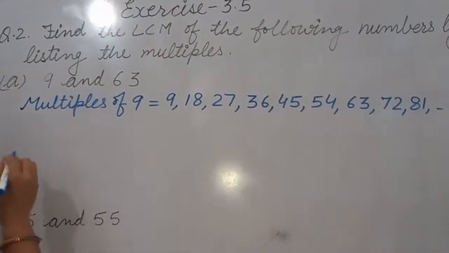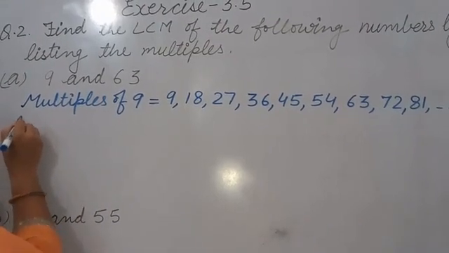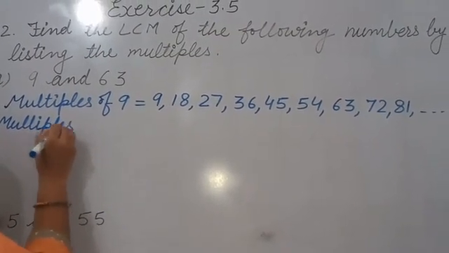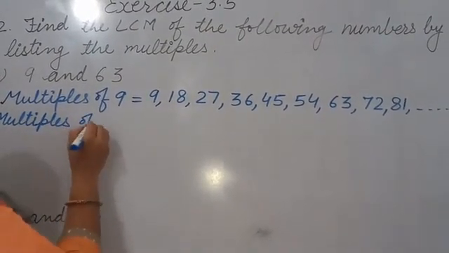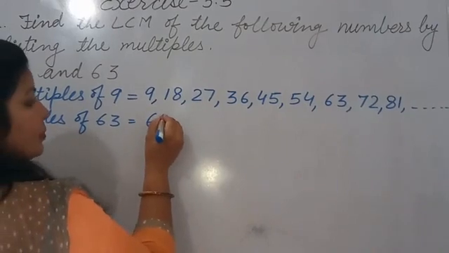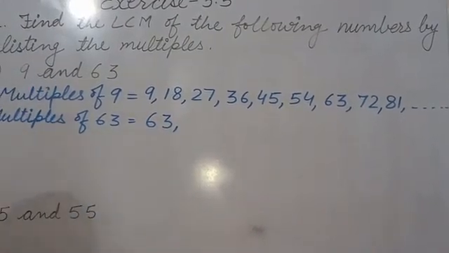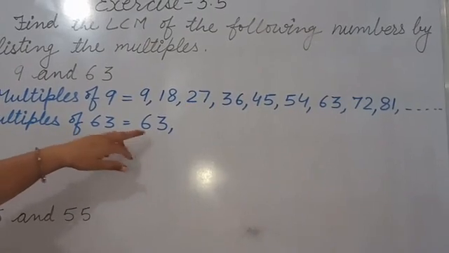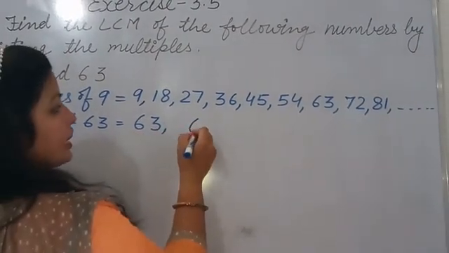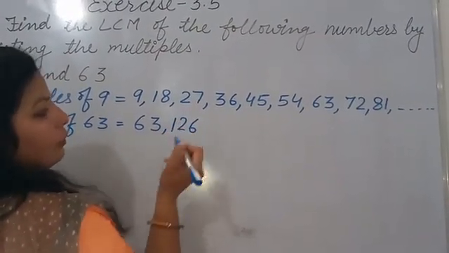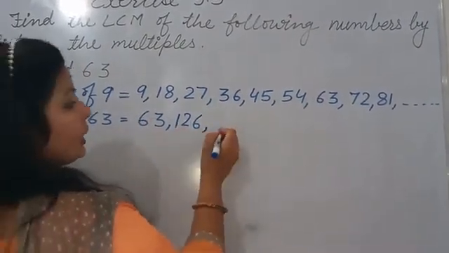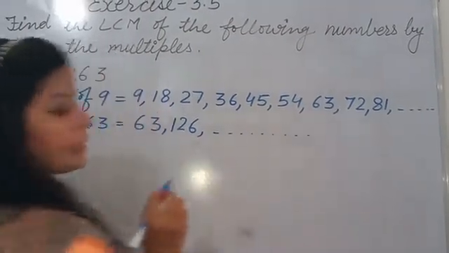Okay. Now we should write multiples of 63. So the first multiple is 63 ones are 63. Now if you don't know the multiples of 63, because 63 is a big number and you don't know the table, by multiplication you can write the table. By 2 you will multiply it. 2 threes are 6 and 2 sixes are 12. So next is 126. But you can see the first common multiple is 63, so no need to write more. You can just leave it as dash dash dash.